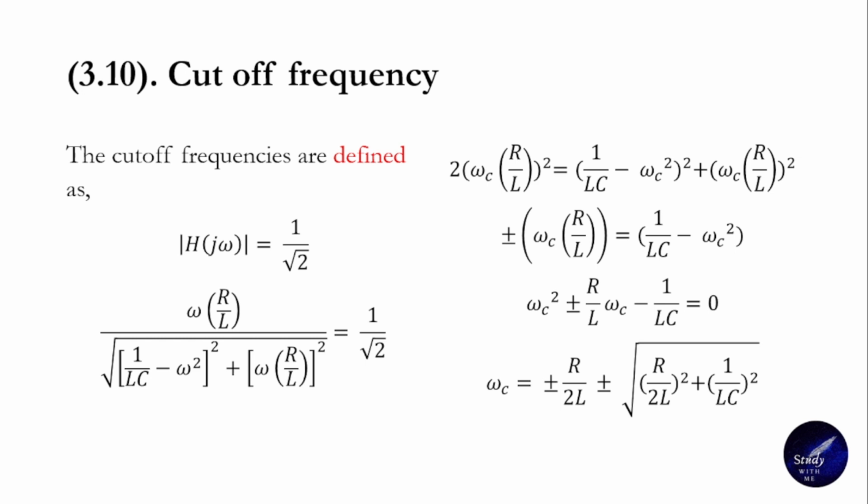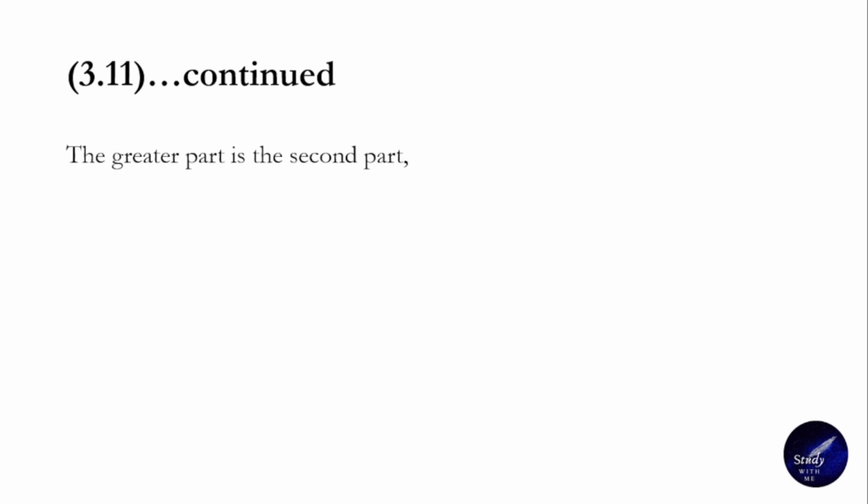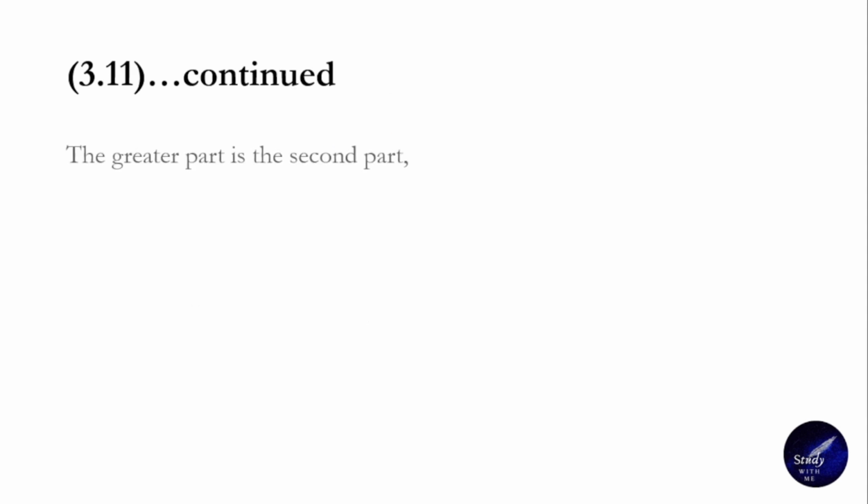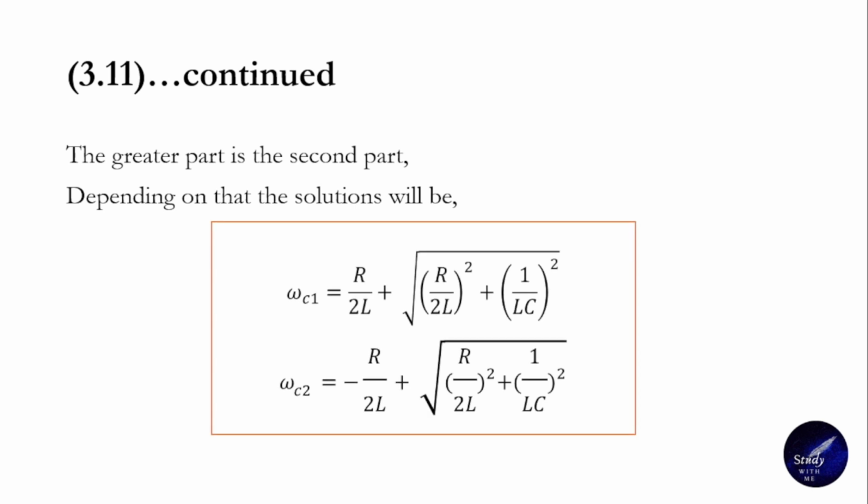Note that the greater part is the second part here. So depending on that information, we can decide what the cutoff frequencies are. So omega c1 is this and omega c2 is this. So here are your cutoff frequencies.